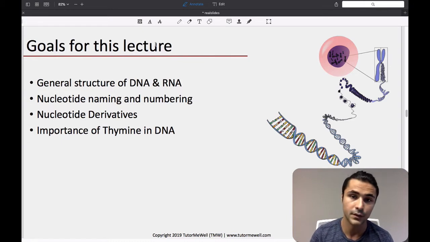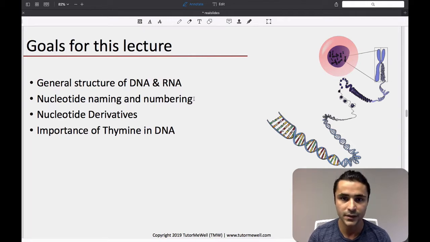And in this lecture, our goals are to study the general structures of DNA and RNA and how they're different. We're also going to look at the nucleotide naming and numbering, so things like how to number bases and sugars. After that, we'll look at the nucleotide derivatives. Now, these are the bases that are not common in RNA and DNA. And we'll finish off by discussing the importance of thymine in DNA. So why is it that DNA contains thymine but not uracil?